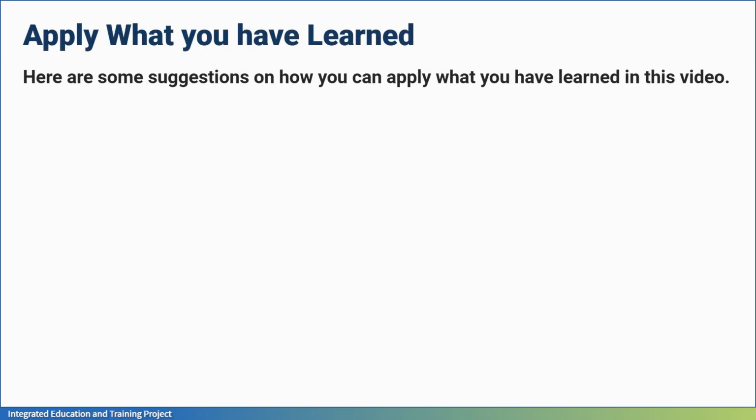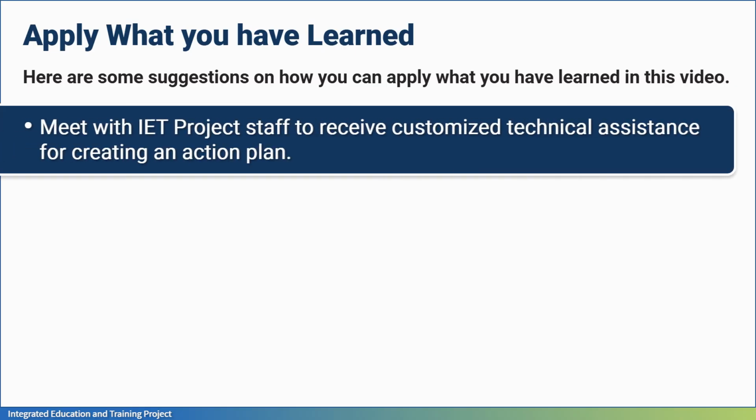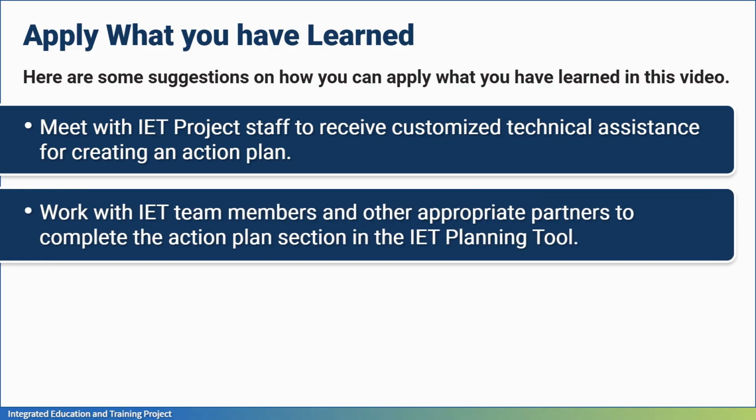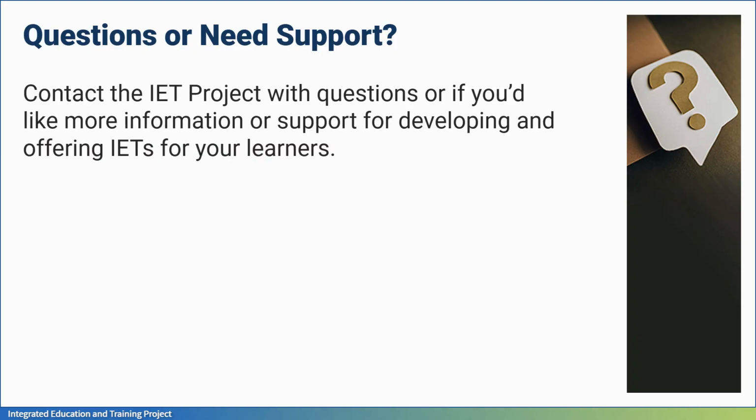Here are some suggestions on how you can apply what you have learned in this video. The IET project staff is able to meet with you to offer you customized technical assistance to support you in developing an action plan. You can also work with your IET team members and other partners to complete the action plan section of the IET planning tool and proposal. Please contact the IET project if you have questions or if you'd like more information or support about developing and offering IETs for your learners.